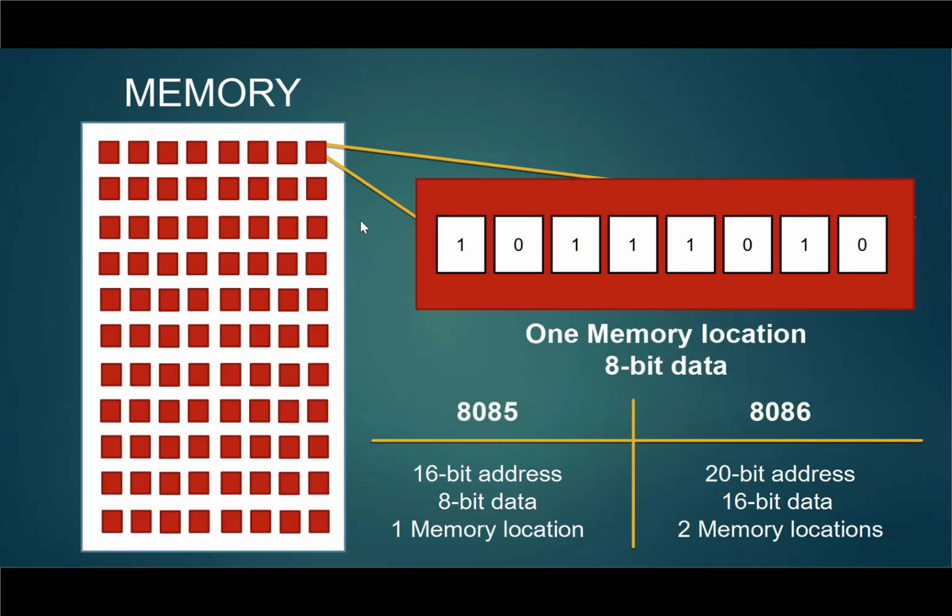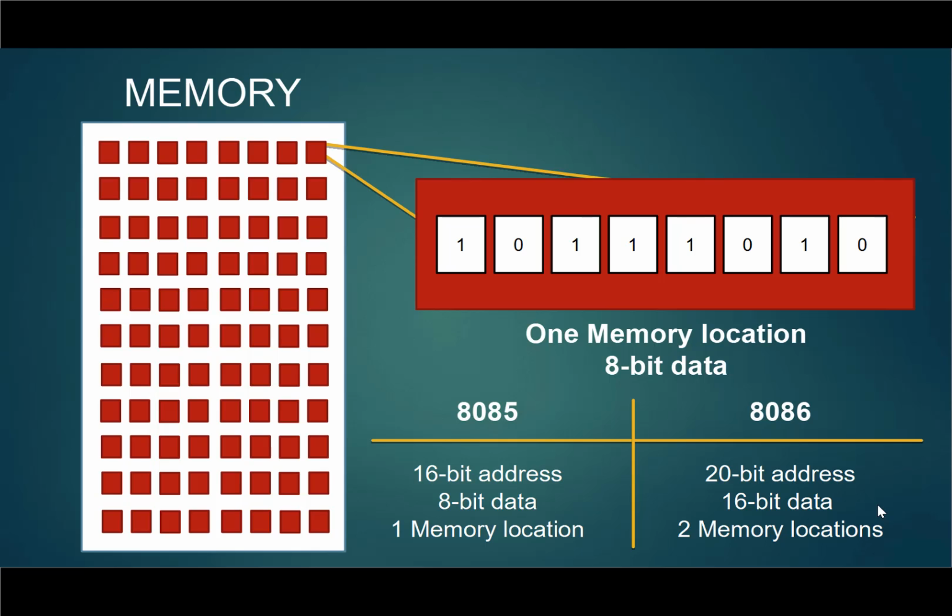This is a small representation of the memory, how it looks like. You can see the small square boxes. Each square box represents one memory location. Inside one square box, you can see there are 8 bits. These are held by 8 flip-flops, and each memory location has 8-bit information. As you may have studied in 8085, it has 8-bit data lines, and in 8086 there are 16-bit data lines.